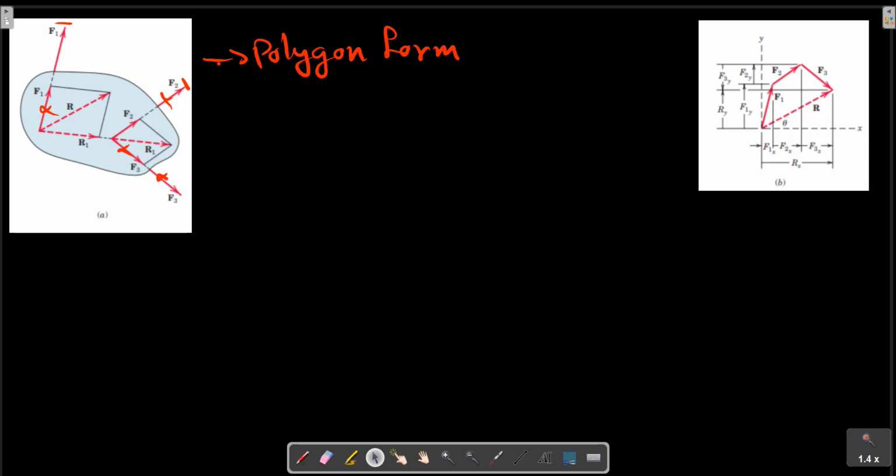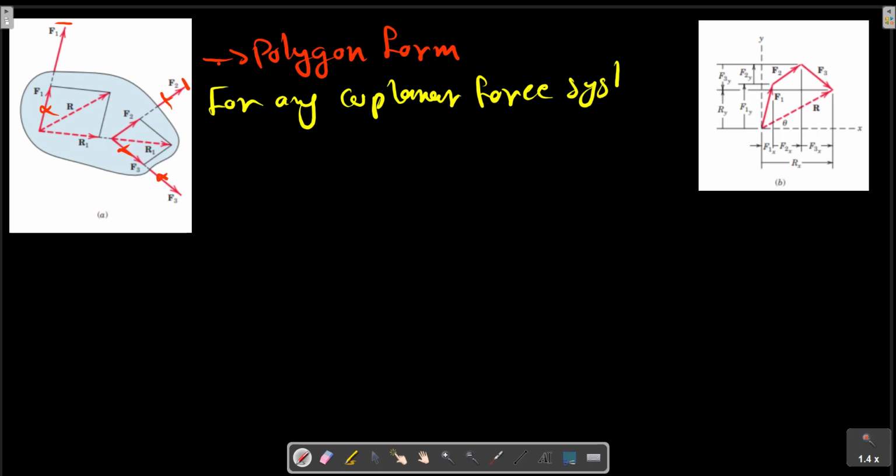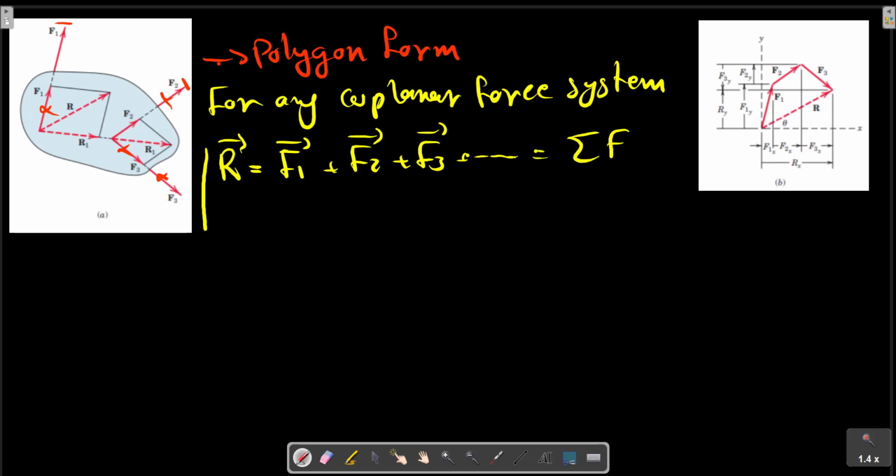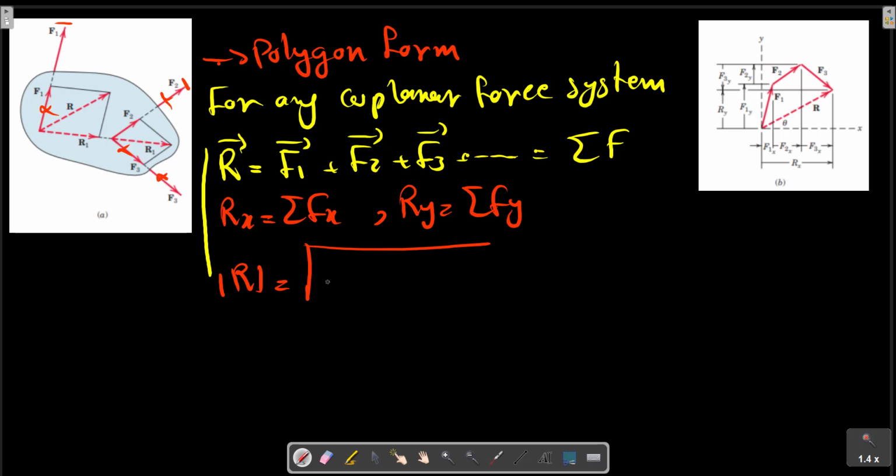Thus, for any system of coplanar forces, we can write this relation: R equals the sum of the forces, with the magnitude of R and the angle theta with the x direction.